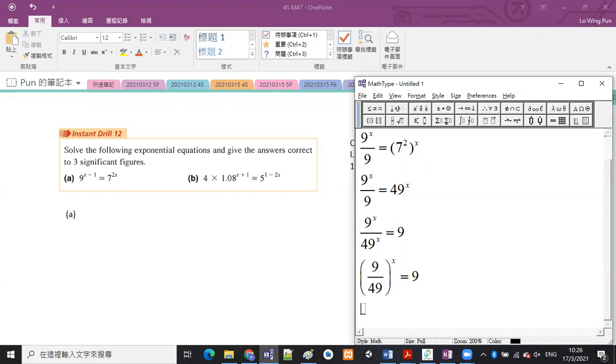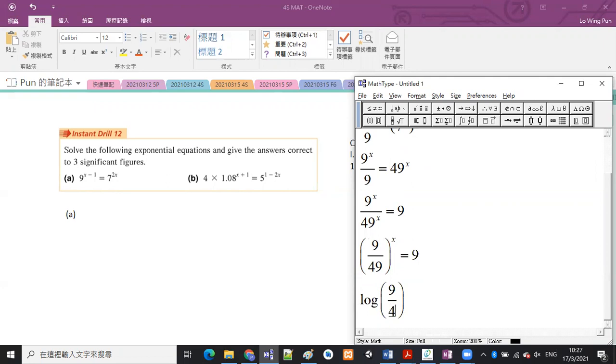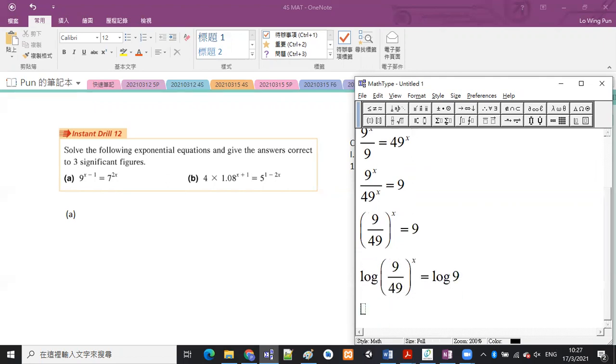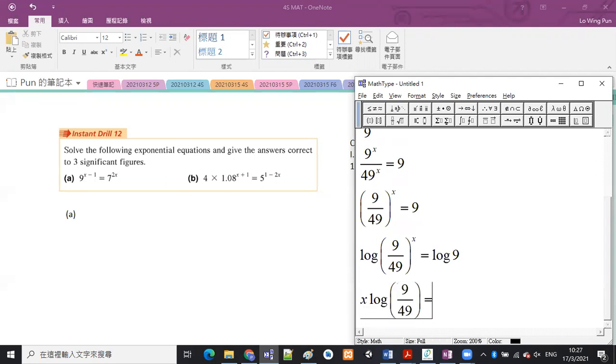Okay, so now we have come up to this format: a to the power x equals 9. Then we may take log on both sides of the equation to bring the x down. So log of 9 over 49 to the power x is equal to log 9. And then the x will be brought to the front of the log, multiplying the log. So x times log of this number is equal to log 9.